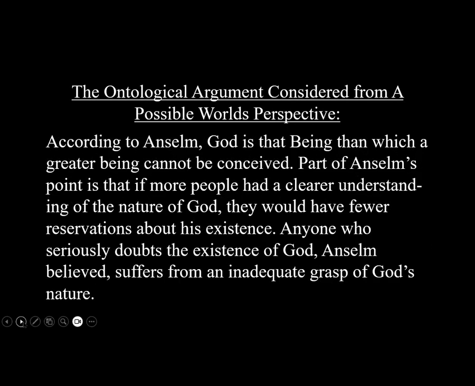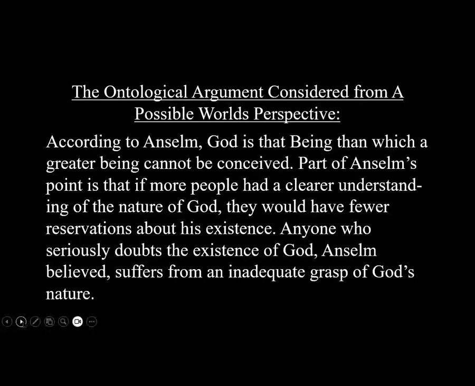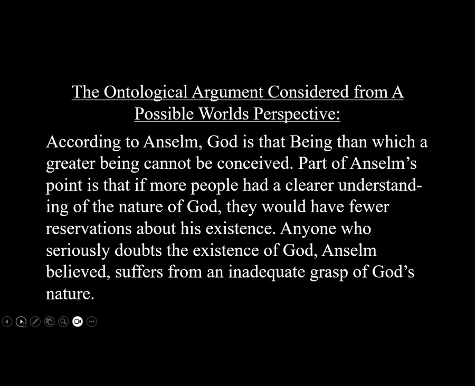Now we're dealing with what's called the ontological argument. This is from St. Anselm. Anselm is from the 11th century into the very beginning of the 12th century. He's a wonderful writer, a brilliant doctor of the church. I would highly commend to your reading his book, Why the God-Man, or Cur Deus Homo. But according to Anselm, God is, this is called the ontological argument, the argument from God's isness, from what he is like. God is that being than which a greater being cannot be conceived.